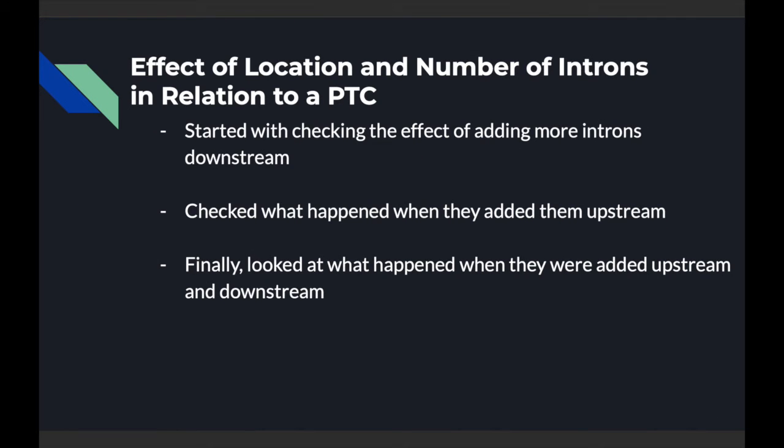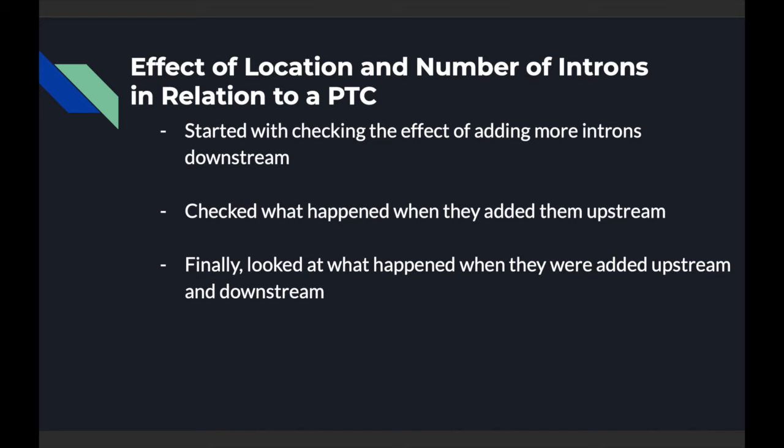Next, the researchers moved on to looking at the effect the number of introns both upstream and downstream of the PTC have on efficiency and NMD-resistant mRNAs. They used intron cassettes already present in the gene to lengthen their experimental copy, so as to avoid introducing any more variation into the gene and keep things consistent.